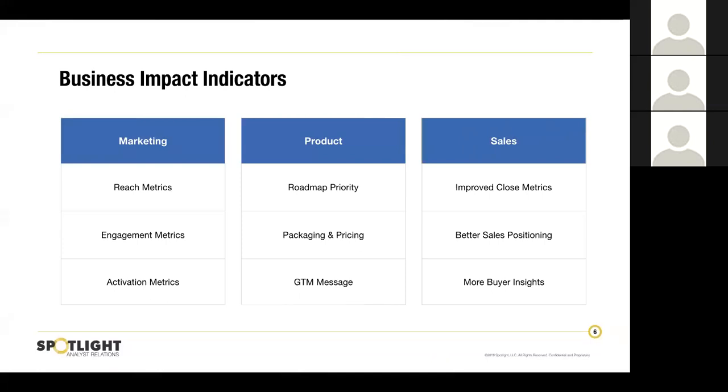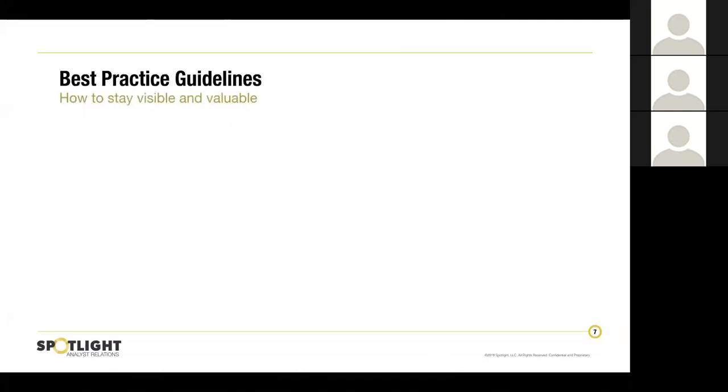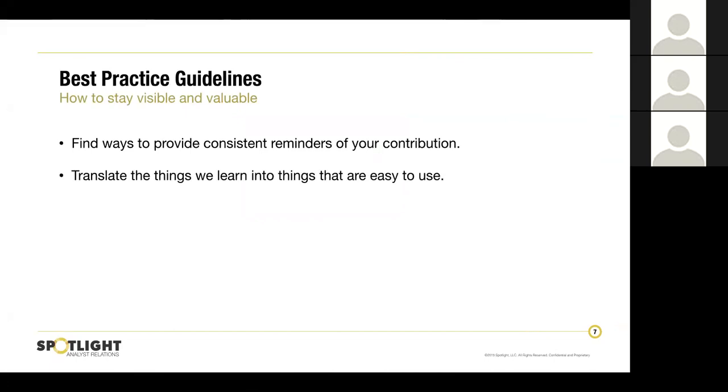Now, that's what we're trying to do. Let's talk about what it means to stay visible, and there are some best practice guidelines on how to stay valuable. The first one is that we generally try to make recommendations to our clients. We have to find ways to provide consistent reminders of contribution. What that means is, whenever possible, let's find a way to be integrated into a process. Let's find a way to maintain an artifact that's used over and over and over again. Let's find a way so that we're constantly in front of people rather than just doing one single project and going away.